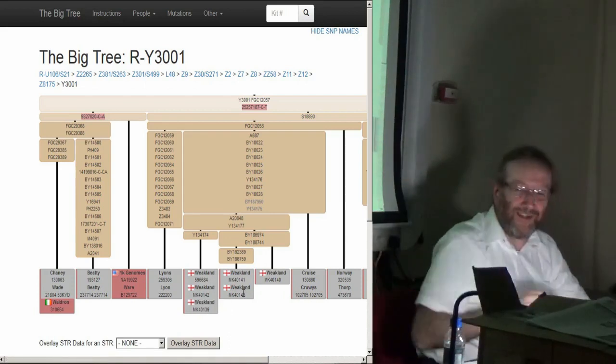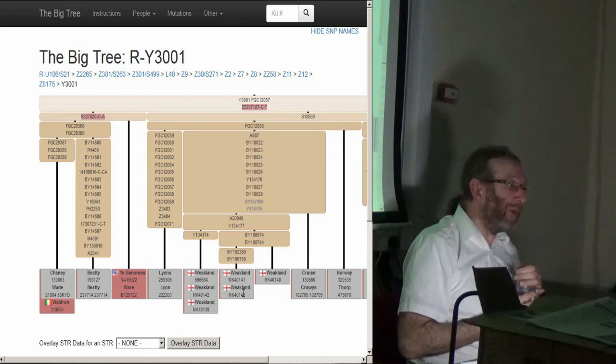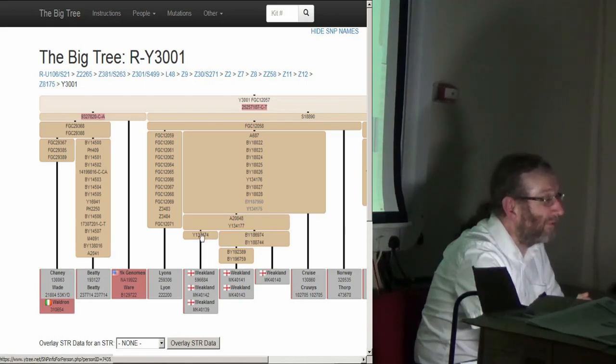So obviously there has been a concerted effort to get the Weaklands to join a Y-DNA project. And they all match with each other to a certain extent because they all have these two mutations, 820848 and Y134177 in common. But these three have a mutation that the other three don't have, 134174. So the first man who had that mutation almost certainly had the Weakland surname already.